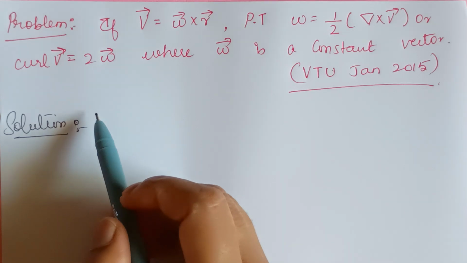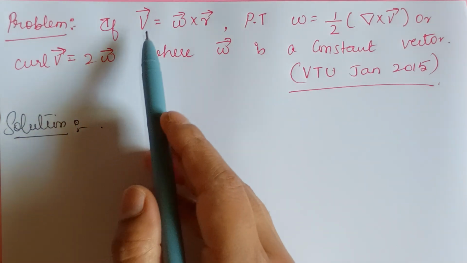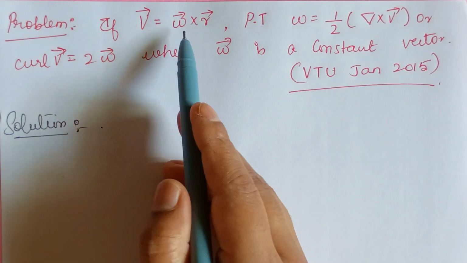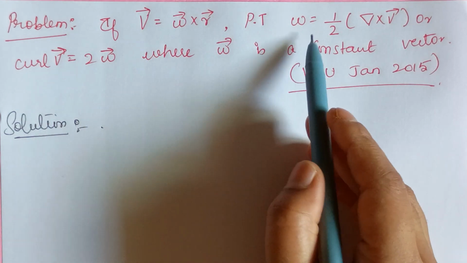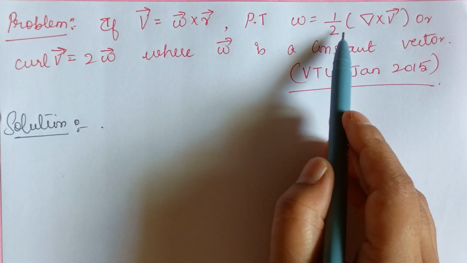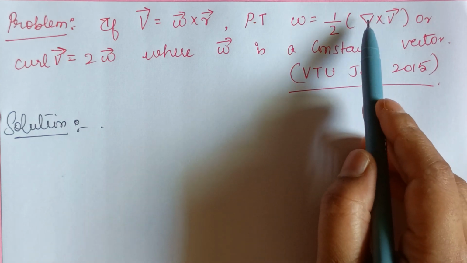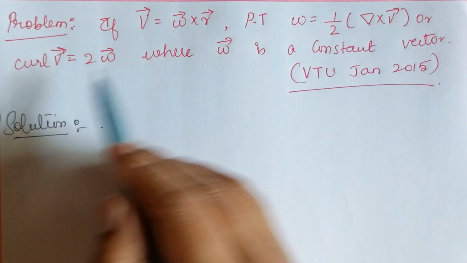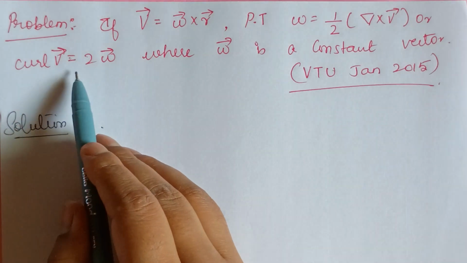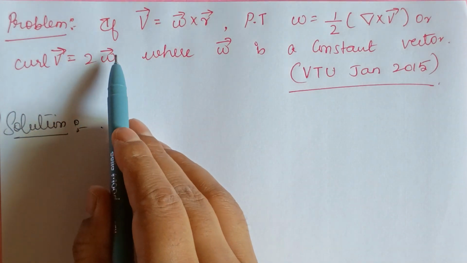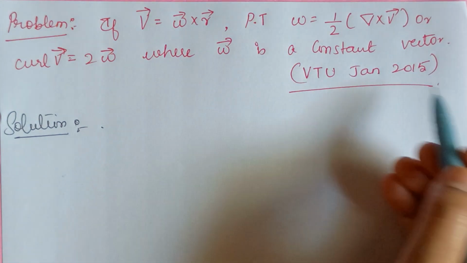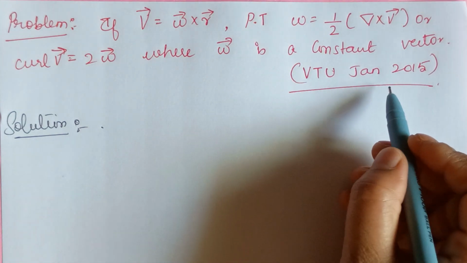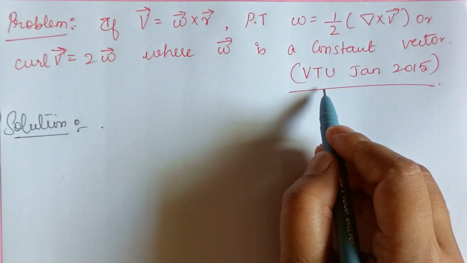In this video, we are going to prove that if vector v is equal to vector w cross vector r, then w is equal to half times del cross vector v, or curl vector v is equal to 2 times vector w, where vector w is a constant vector. This question has been asked in the 2015 VTU paper.